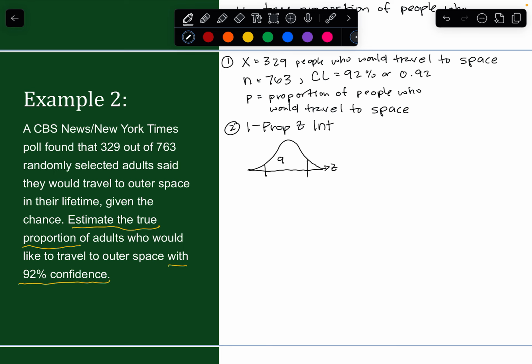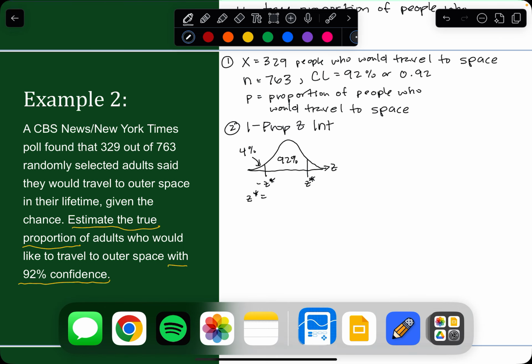92% in the middle. Negative z star, positive z star. That leaves 8% for the tails. Cutting 8 in half, I get 4% for each tail. And I know to get my z star, I'm going to run inverse norm on my calculator.